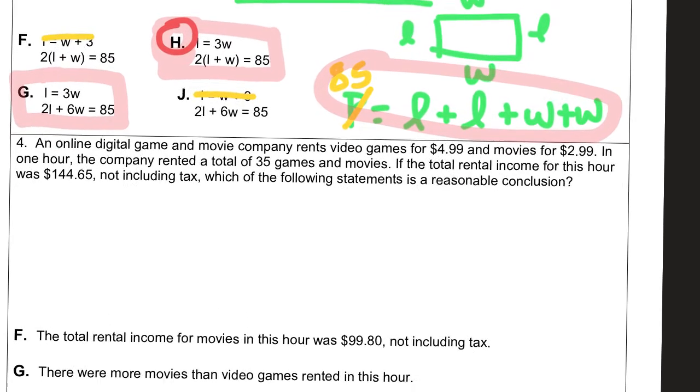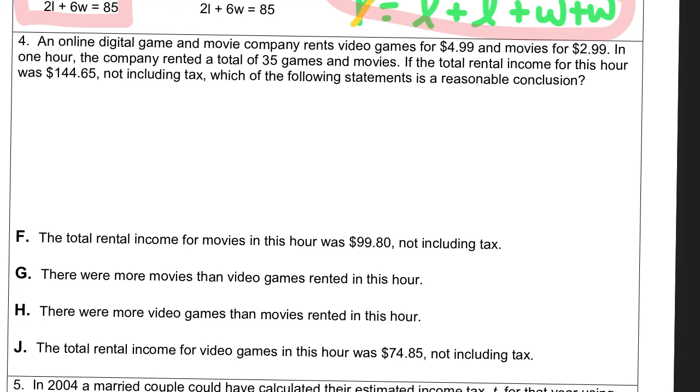Let's look at number 4. An online digital game and movie company rents video games for $4.99 and movies for $2.99. In 1 hour, the company rented a total of 35 games and movies. If the total rental income for this hour was $144.65, not including tax, which of the following statements is a reasonable conclusion? This is a system of equations, so let's first start by defining our variables. Please pause the video here to define your variables.